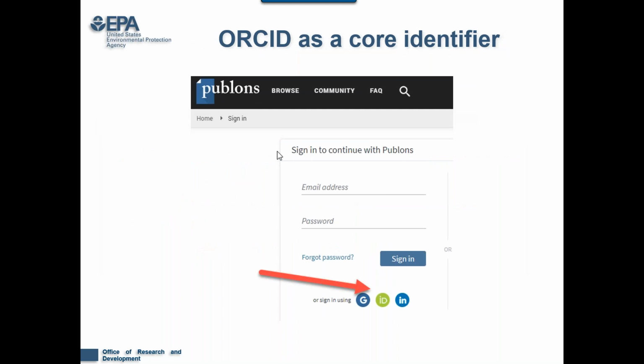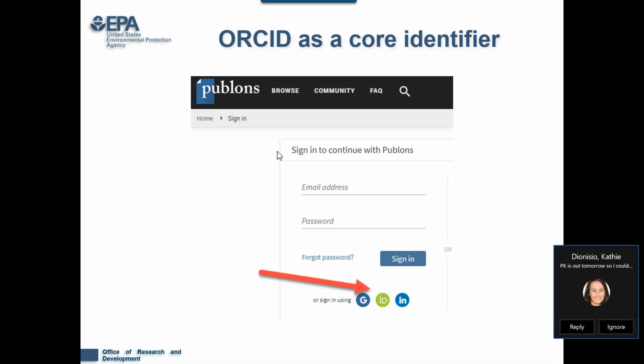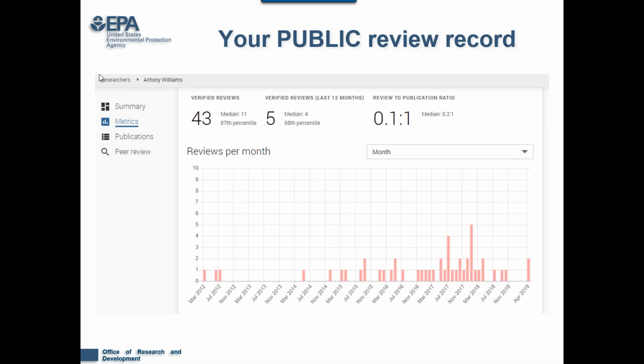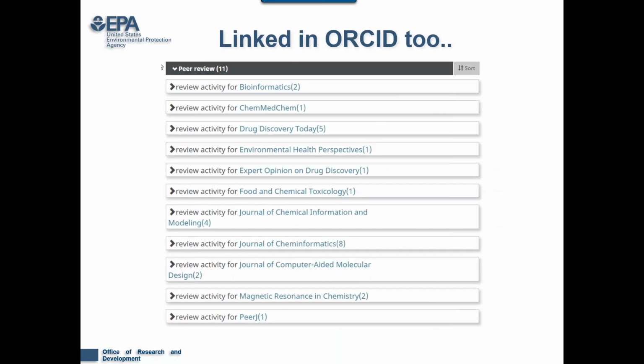So here I am logging into Publons. Notice that already ORCID is showing up as a core identifier. You can log into Publons with LinkedIn, ORCID, or Google, and normally the other one is Facebook, of course. So here you can use this to log in. So I log in with my ORCID ID. This is my public review record. So I started using it in earnest at the end of 2016. I was able to find some of my earlier reviews, but not all of them. I'm not that good at my account keeping, I'm afraid. But then everything that I put in since then gets registered. You can see the metrics of where I review also.